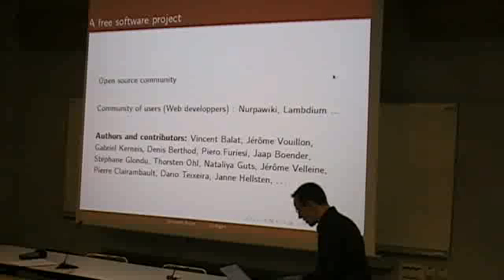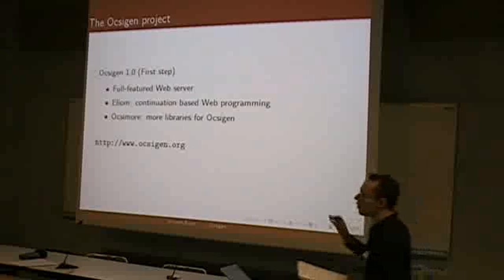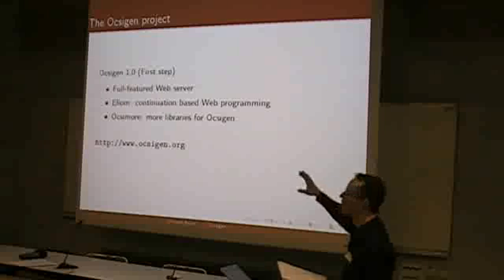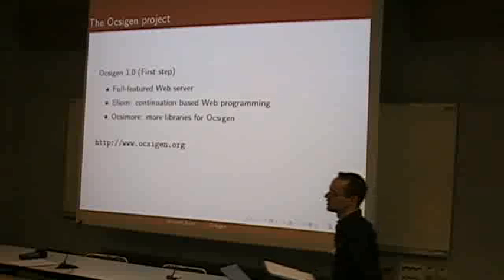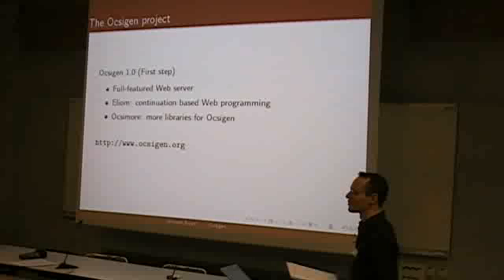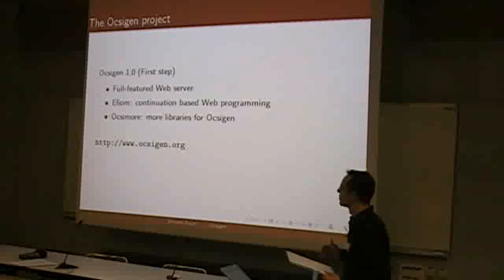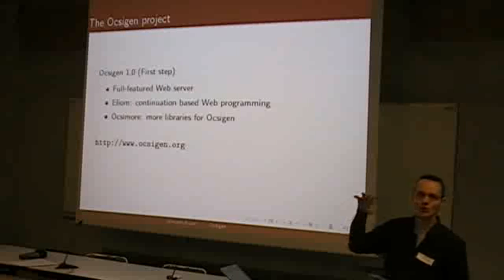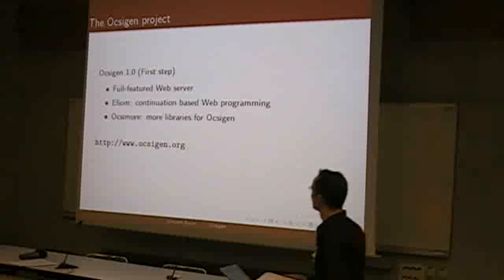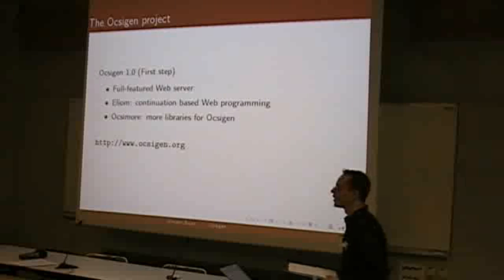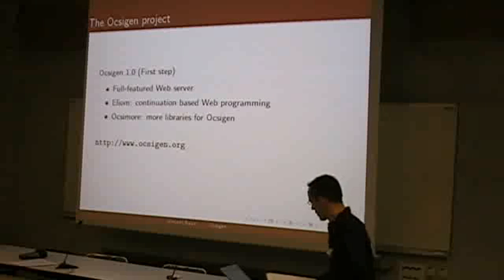So now you see what OCsigen is. We are almost at version 1. I hope we will release version 1 in a few weeks, maybe a release candidate in about 3 weeks, 4 weeks, I don't know. For now, we have a full-featured, extensible web server. We have one module called Eliom, which is the most innovative part of the project for web programming, functional web programming, continuation-based web programming. And we have a set of libraries called OCaml for writing websites with OCsigen.